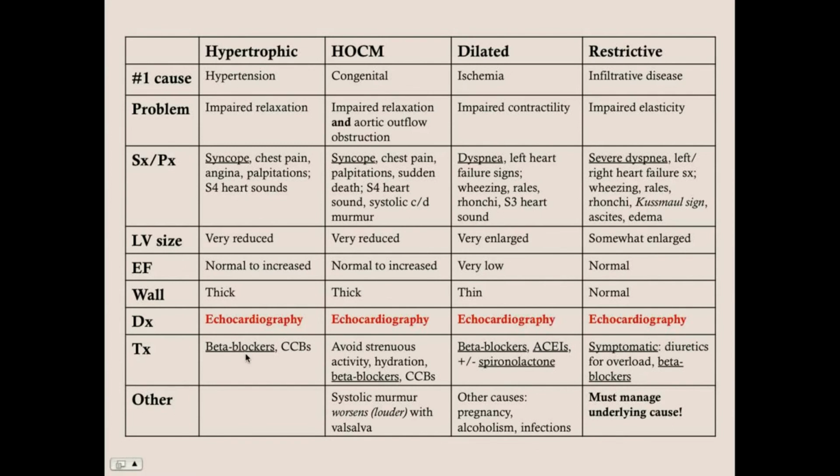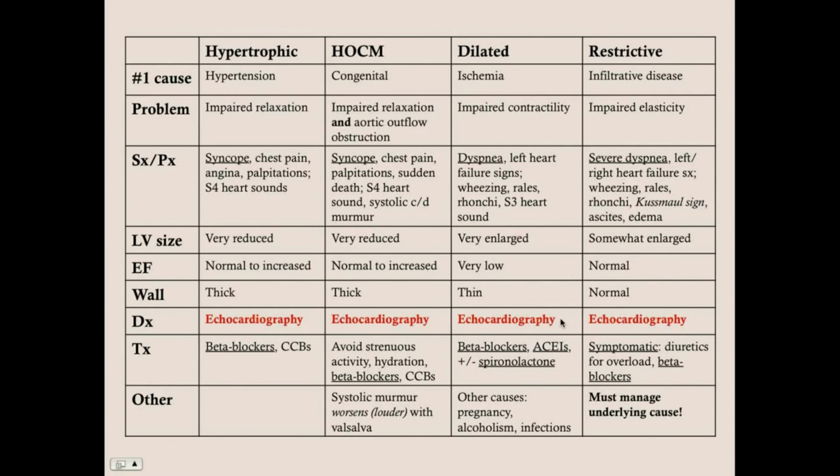The treatment for hypertrophic cardiomyopathy is beta blockers. The same thing for HOCM, we'll use beta blockers, and particularly these patients are going to want to maintain left ventricular volume. The best ways to do that are hydration, calcium channel blockers can be useful too, and avoid strenuous activity. Keep that heart rate less than 100 at all times.